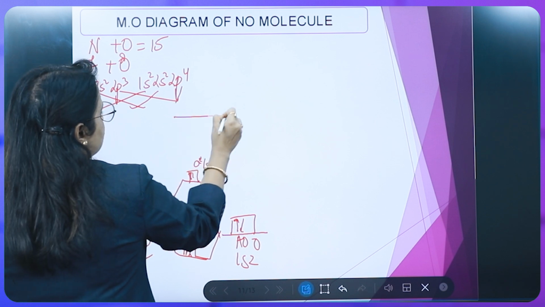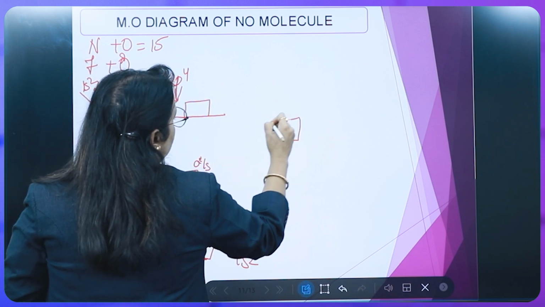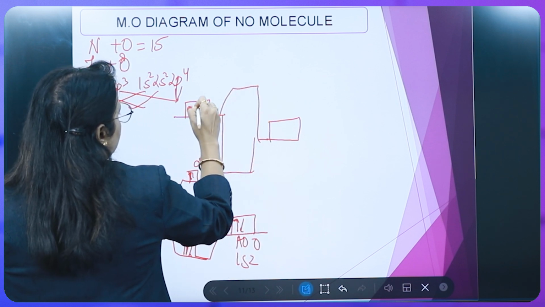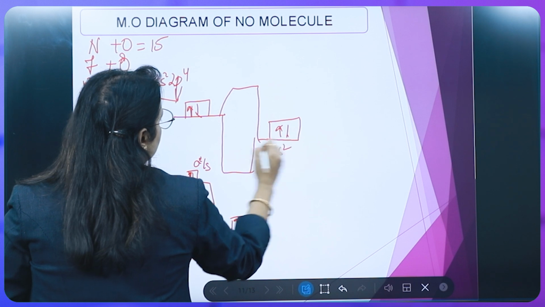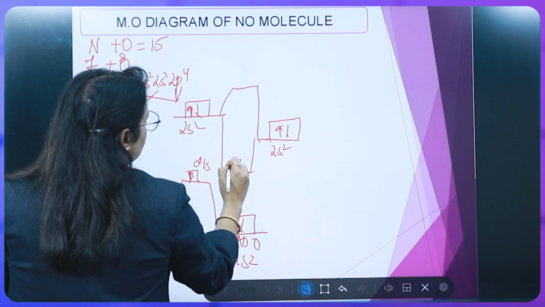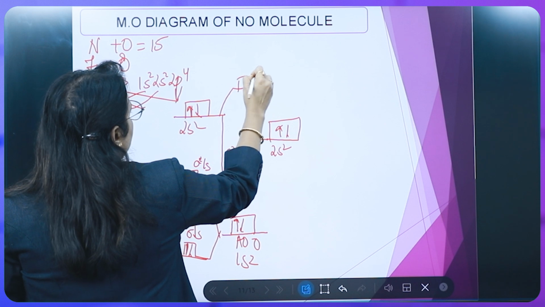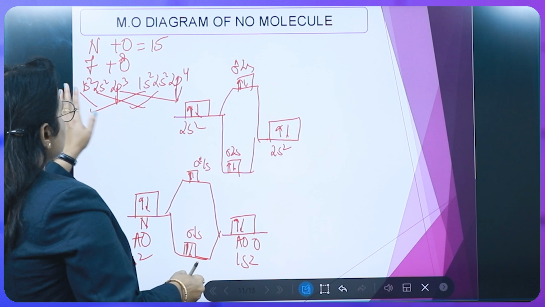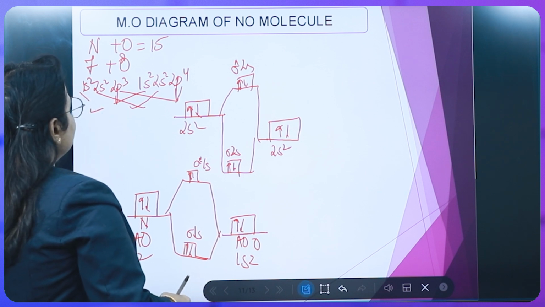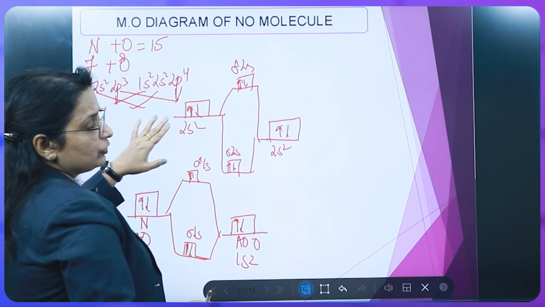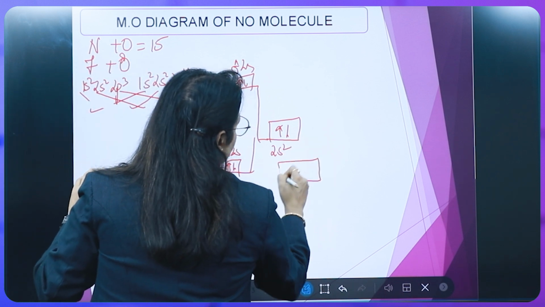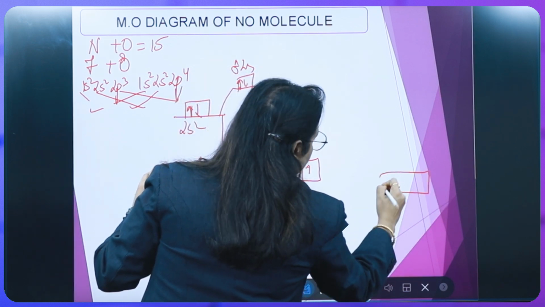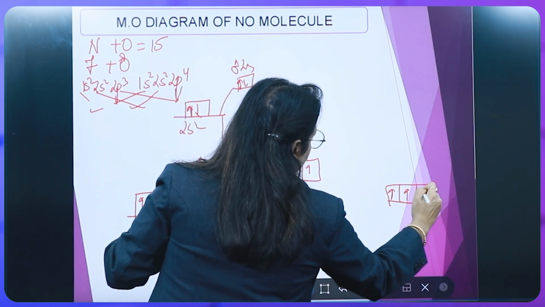Now, moving on to the 2s and 2s: 1, 2, 2s2, 2s2, and we have 1, 2 in sigma 2s and 1, 2 in anti sigma 2s. Now, moving on to 2p, as you can see, nitrogen has 2p3 and that side has 2p4. So 2p3, 1, 2, 3, and 1, 2, 3 and 4.